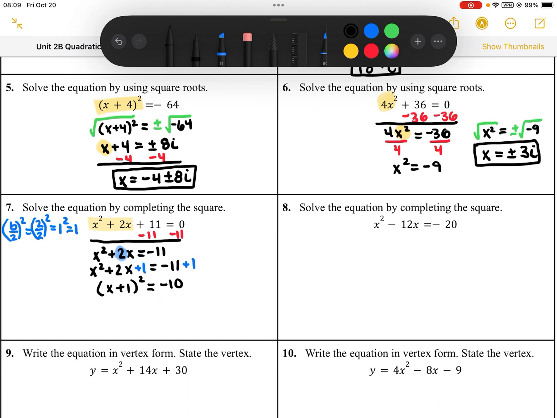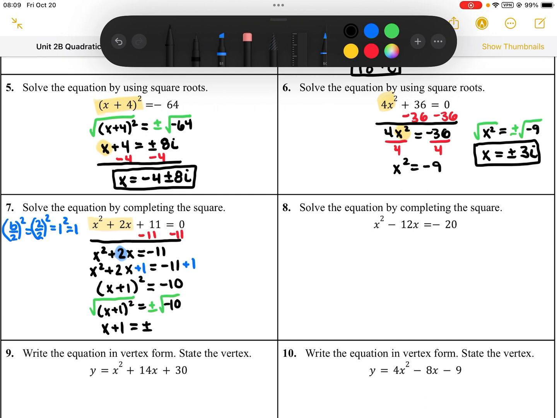Now my squared is by itself, so I follow my square root rules. Now I go take the square root of both sides. So square root of x plus 1 squared equals plus or minus square root of negative 10. Square root of x plus 1 squared is x plus 1 equals plus or minus square root of negative 10.